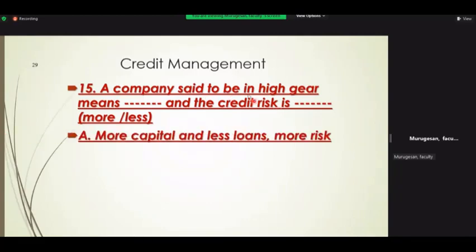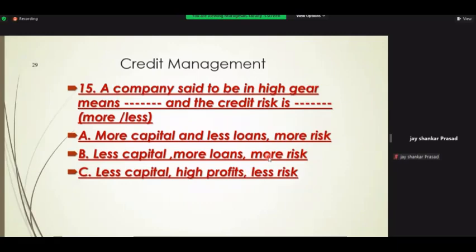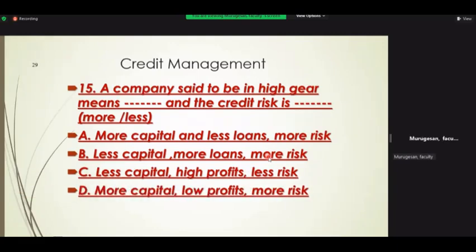Correct? Okay. So here they are giving the explanation. More capital and less loan, more risk? Two blanks you have to fill up. More capital, less loan? No, high gear means that is not correct. Less capital and more loan, more risk? Correct. B is correct. Less capital, high profit, less risk? No, profit is in no way concerned. So the answer is B. Agreed? Less capital, more loan, and more risk.